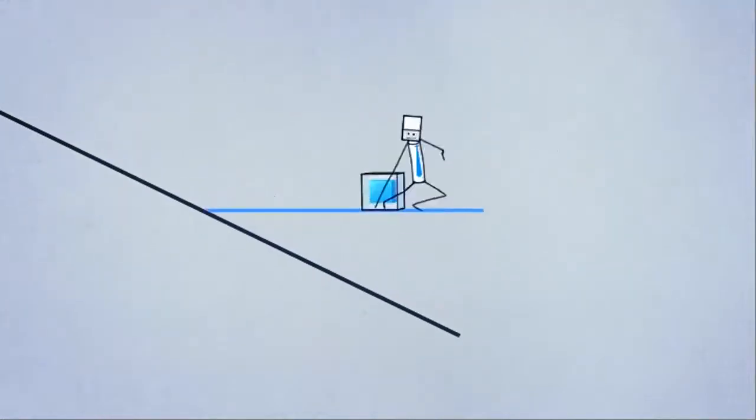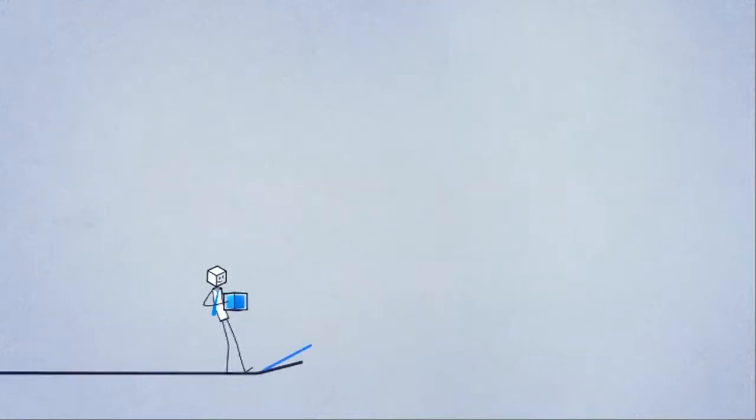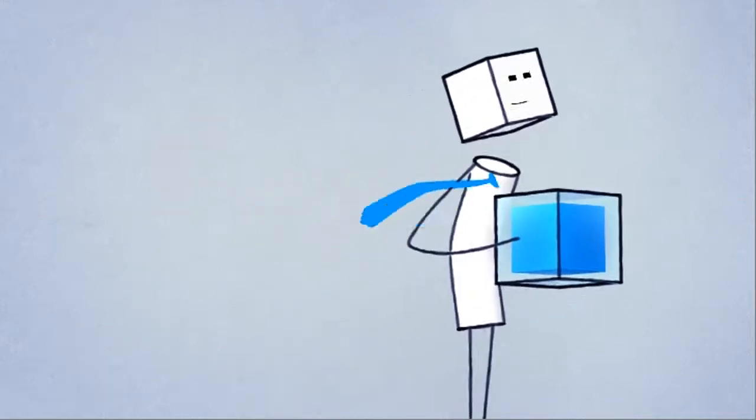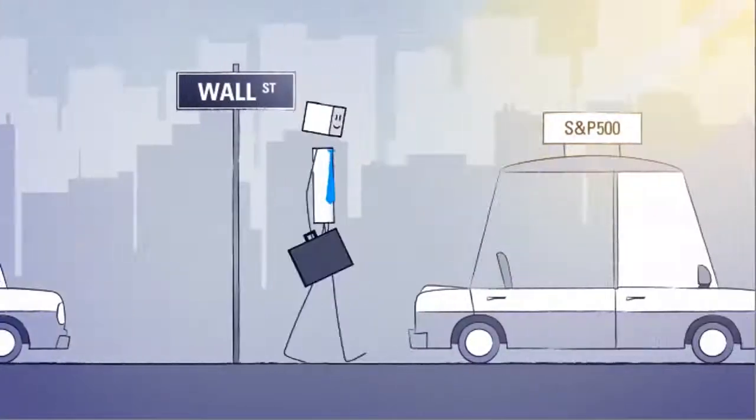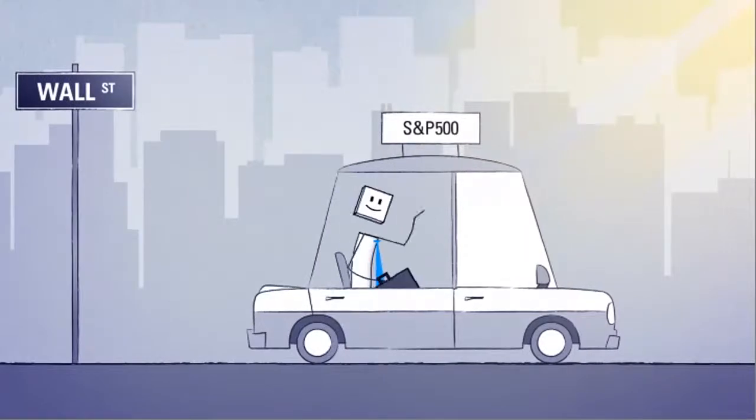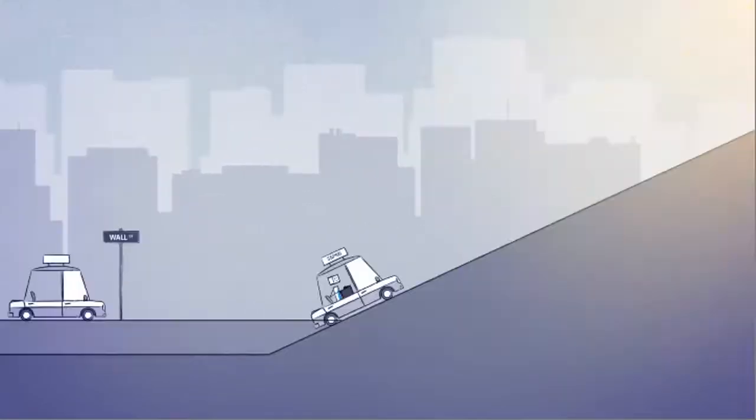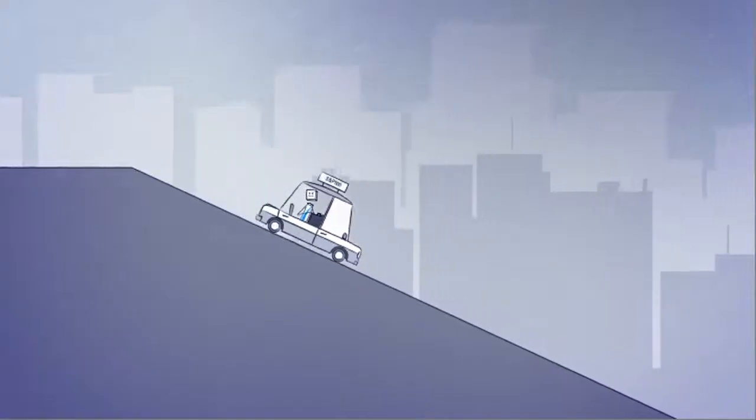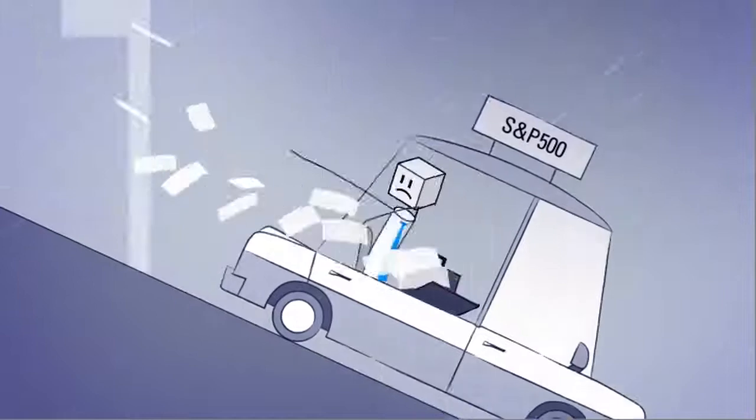Some offer security with moderate or limited growth. Others offer greater upside, but come with greater risk. Here's an example. If you want to invest in the equity markets, you can buy an S&P 500 mutual fund or ETF. When the index goes up, you make money. When it goes down, you lose money.